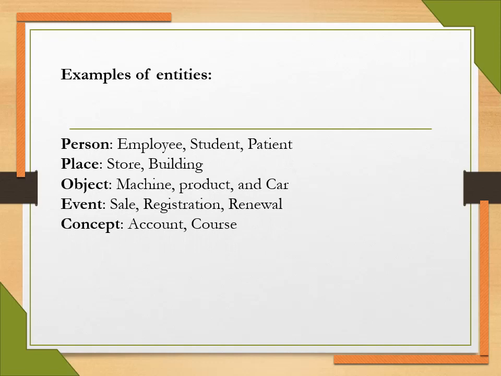What are examples of entities? Person: employee, student, patient. Place can be store or building. Object can be machine, product, and car. Event: sale, registration, renewal. And concept: account or code.